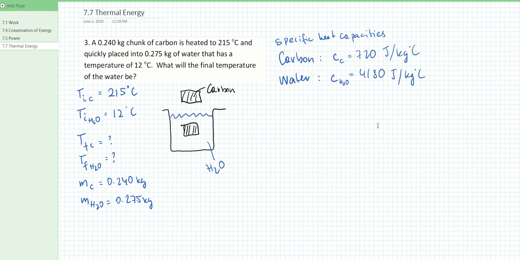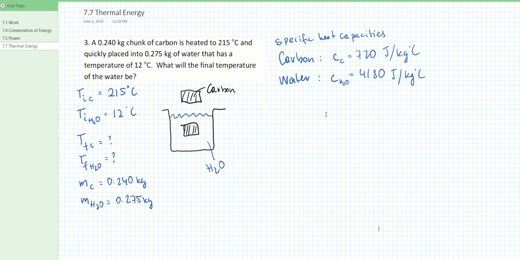So I wanted to go over some of the questions that some of you asked me to go over from the thermal energy worksheet. So question number 3 says we have 0.240 kilogram chunk of carbon that's heated to 215 degrees Celsius and quickly placed into 0.275 kilogram of water that has an initial temperature of 12 degrees. What will the final temperature of the water be?